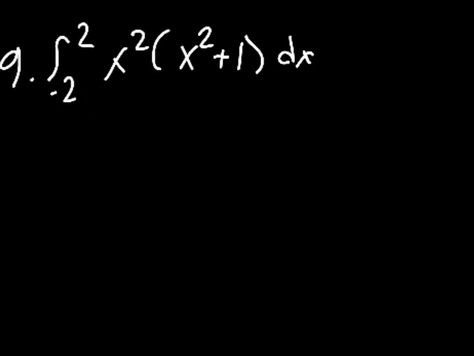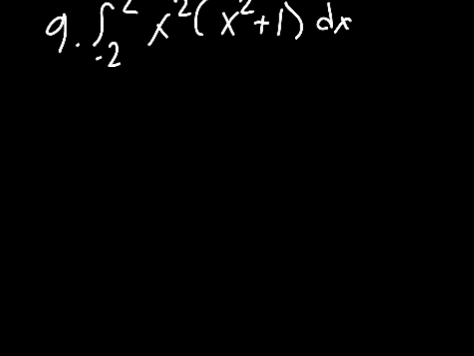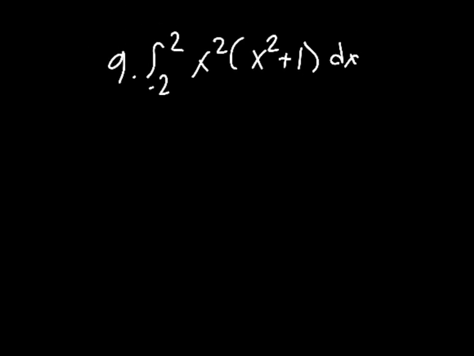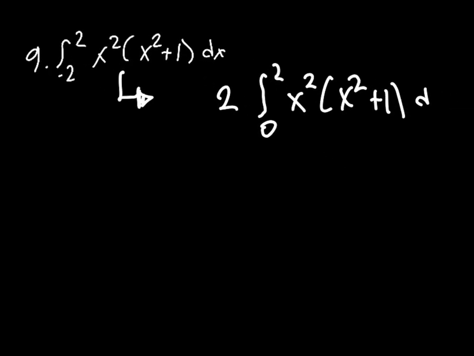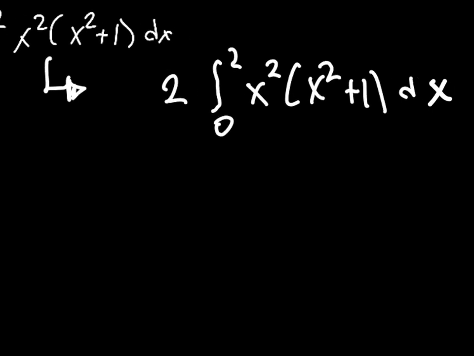Okay, for number 9, we're using the exact same thing, but this time we're going to do something different. We don't like this negative 2 to 2 type of thing that we have over here, so we're going to convert it. And we can do this: 0 to 2 of x to the 4th plus x squared plus 1 dx. This makes our life much easier.